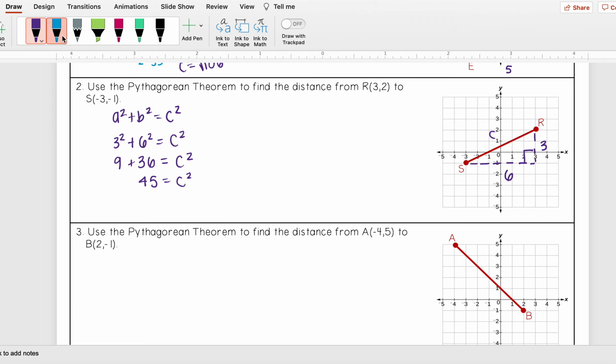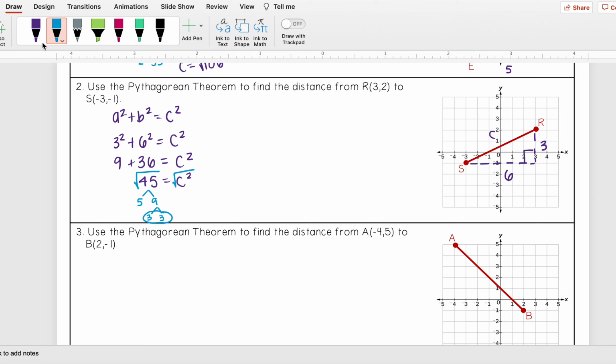Now again, I need to get rid of that square on there, so I'm going to take the square root of both sides. But now I need to write this in simplified radical form. And so I'm going to go ahead and break this apart into its prime factors. I see that it ends with 5, so I know that 5 goes into it. And when I do 45 divided by 5, I get 9. So 5 times 9 gives me 45. And then 9 can be broken up into 3 and 3. And so I see that I have a pair of 3's that come out.